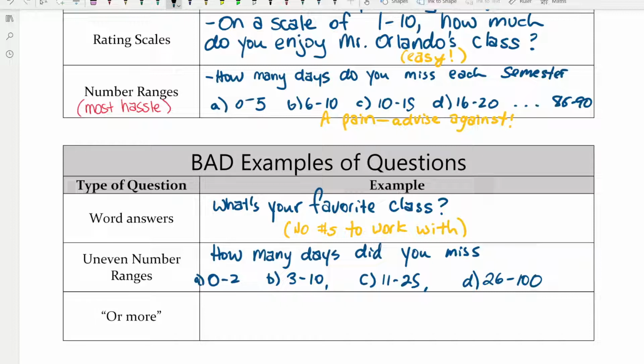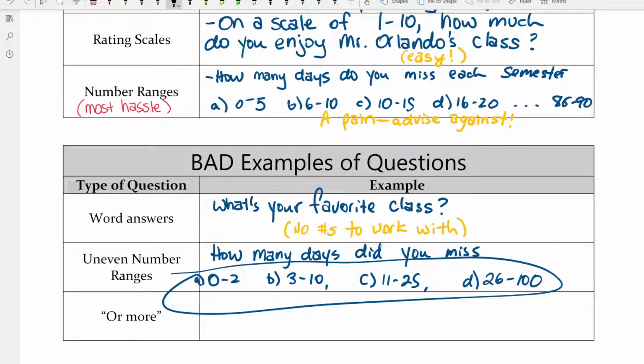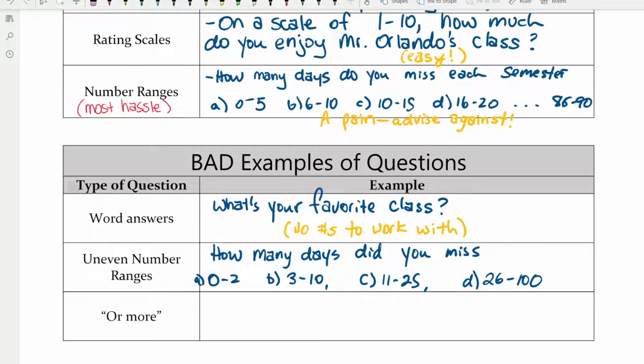Yep, sounds good. Okay. If you make a scale like this, those are all really different sizes. 0 to 2 is a way smaller range than 3 to 10, which is a smaller range than 11 to 25, which is a way smaller range than 26 to 100. And with those ranges being unequal, if you try to work with those numbers later, it's going to be weird. It's going to be a big pain in your butt, and you're going to wish you hadn't done it. So just don't do it. Don't have uneven ranges.